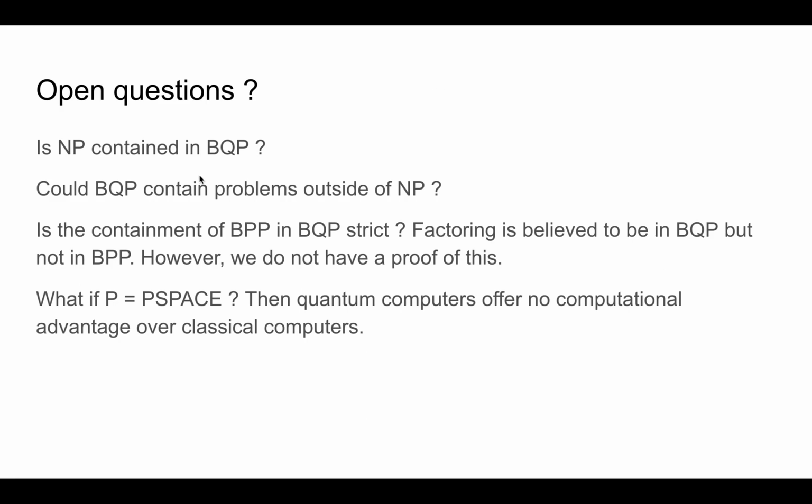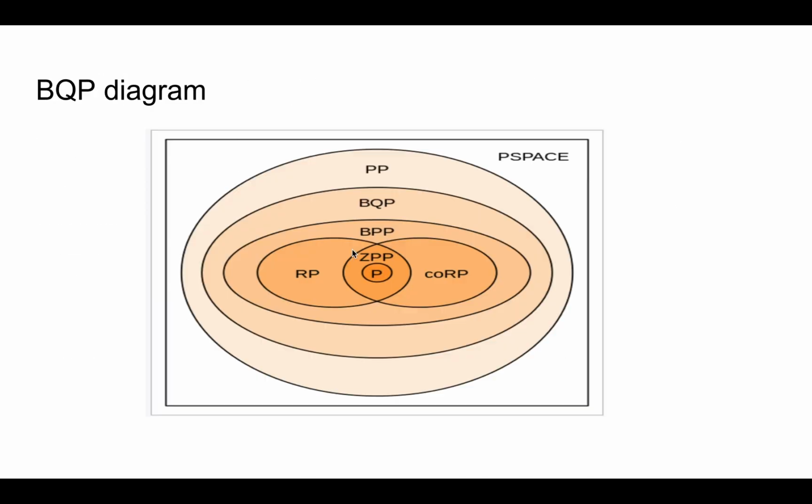The second question is, could BQP contain problems outside of NP? Because the class BQP is so big, could it contain problems outside of NP? And also there's the containment of BPP in BQP. Is it strict? It's actually, for example, the diagram that I illustrated here.